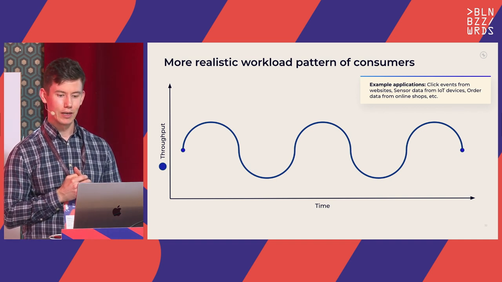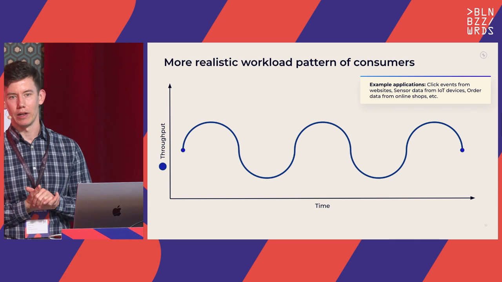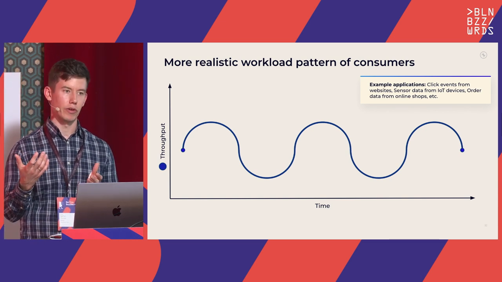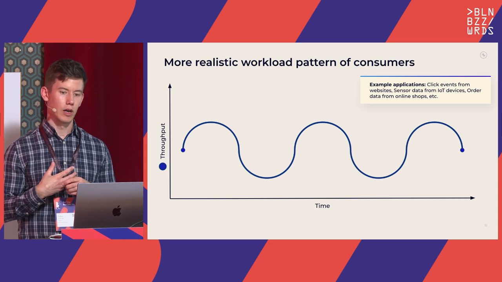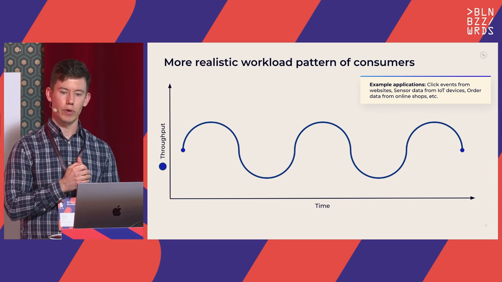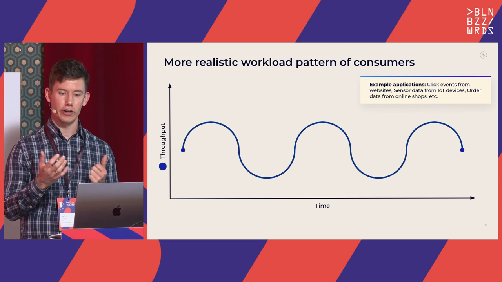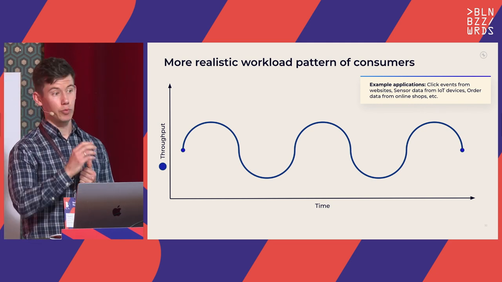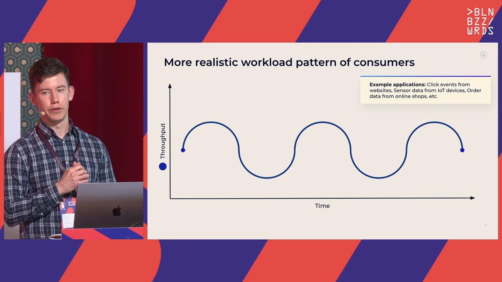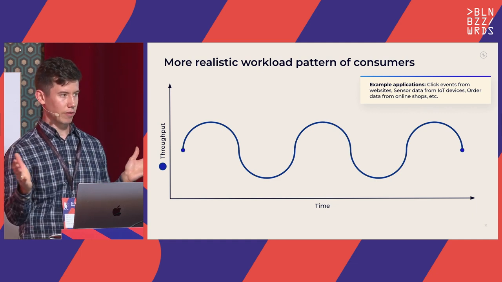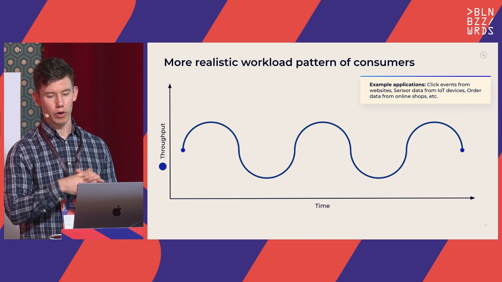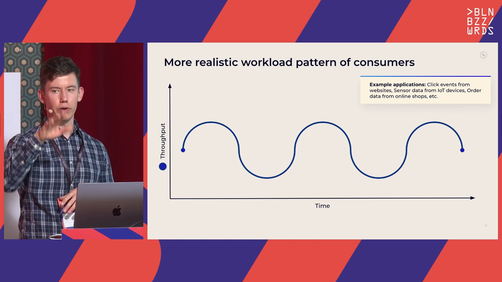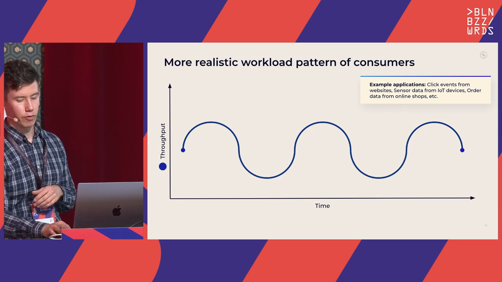predictable and easy. We have applications like click events from websites that experience more traffic during the day than during nights. We have sensor data from IoT devices, order data from online shops that experience certain peak hours, but don't experience the same traffic or workload around the clock. So we see throughput going up and going down, fluctuating over time.